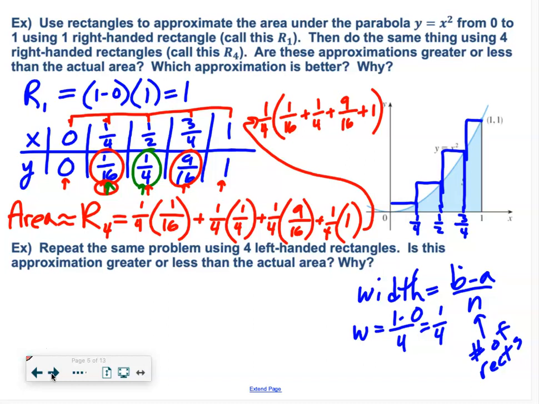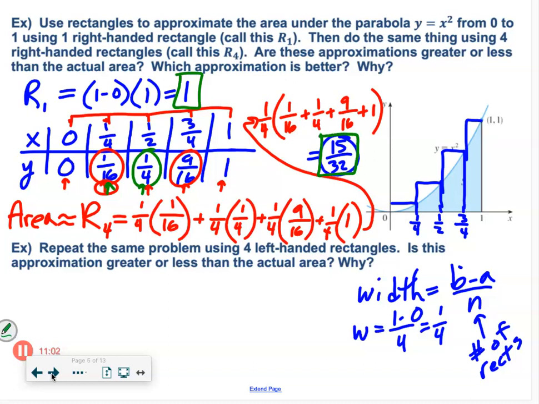If you want to actually simplify it, you get 1/4 times (1/16 plus 1/4 plus 9/16 plus 1). So you end up with an exact area of 15 over 32, a little less than a half. Our R sub 1 was 1. Our R sub 4 was 15 over 32.